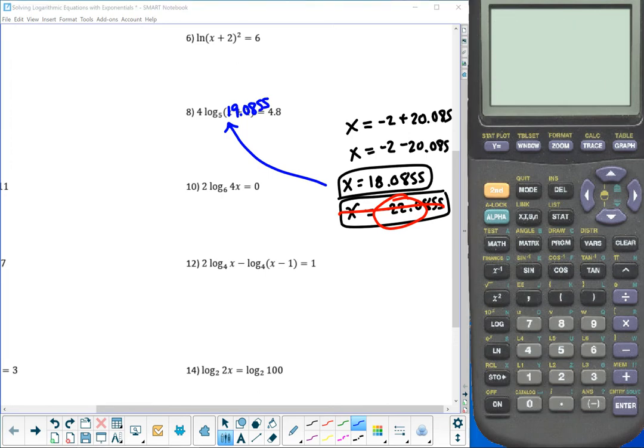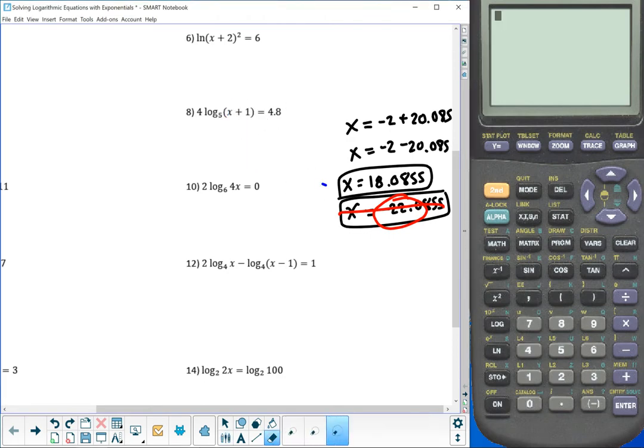So in here, it's going to end up being 19.0855. Again, I can't do that on my calculator because I don't have a base 5, so I'm going to use log. I'm going to go log of my answer, 19.0855, divided by log of 5, get the answer, and then times it by 4. And if I'm good, I should get close to 4.8. And I don't get 4.8. So that is interesting. Let me try it one more time. That means that we have no solutions on this.